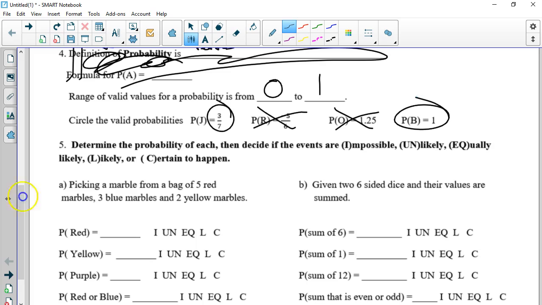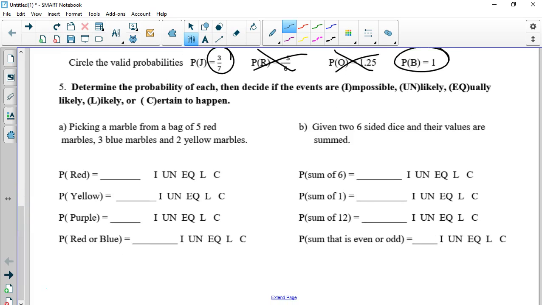Okay? Likely, not likely, equally likely, certain to happen. That's basically 0 to 1. So let's think about this. So for A, you're picking a marble from a bag of 5 red, 3 blue, and 2 yellow. So that's 5, 6, 7, 8, 9, 10. I always like to write the number first. Okay? That's our denominator if we were doing fractions. And we will be doing that. Now, what's the probability of a red? Well, that's 5 red out of 10, which is 1/2.